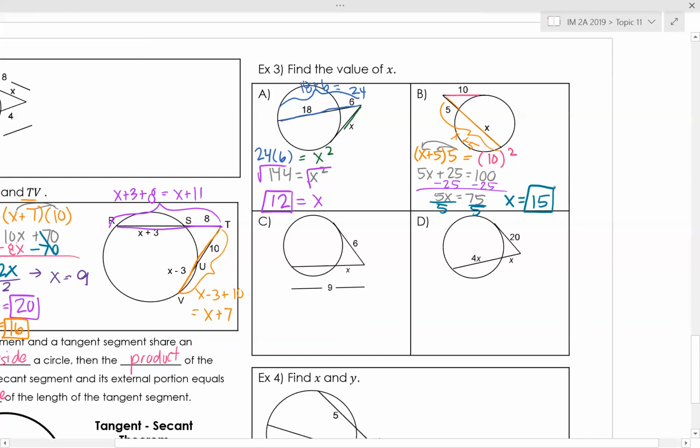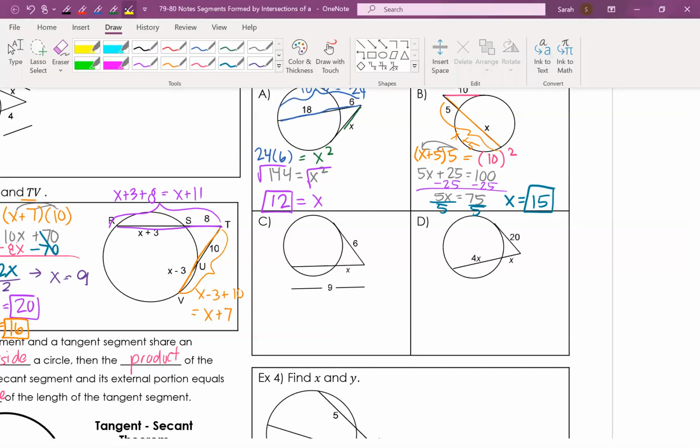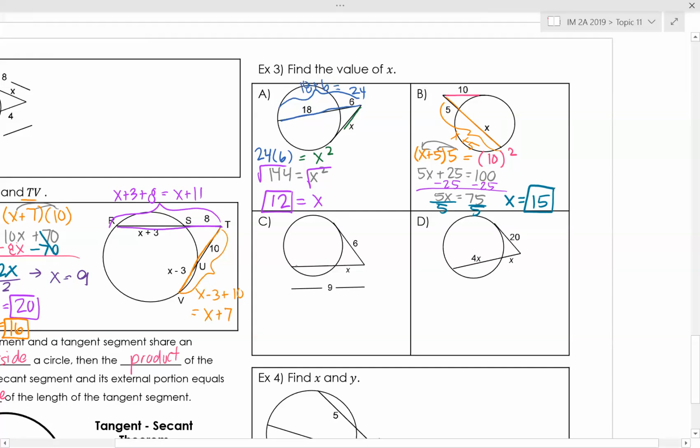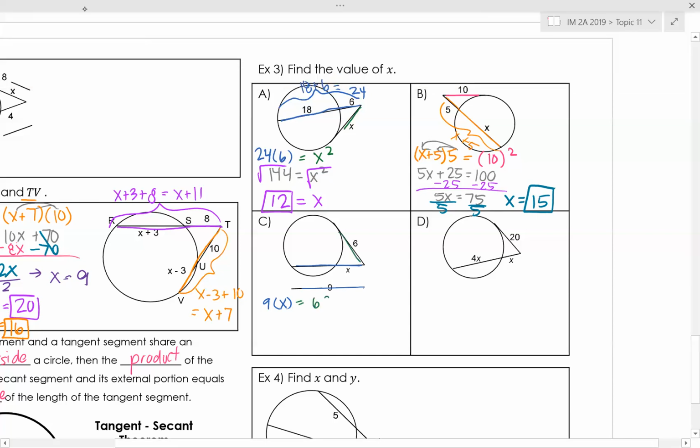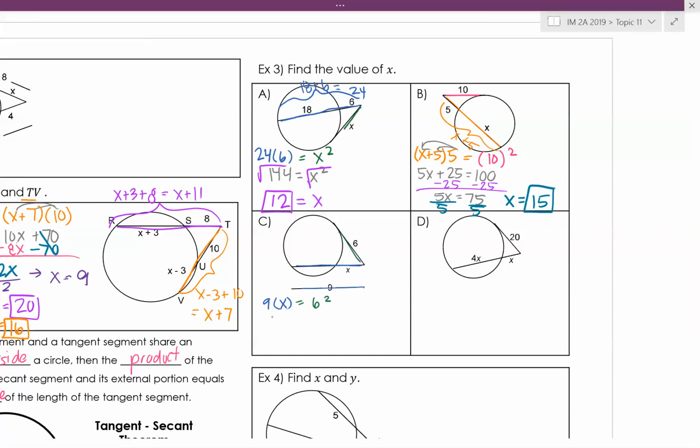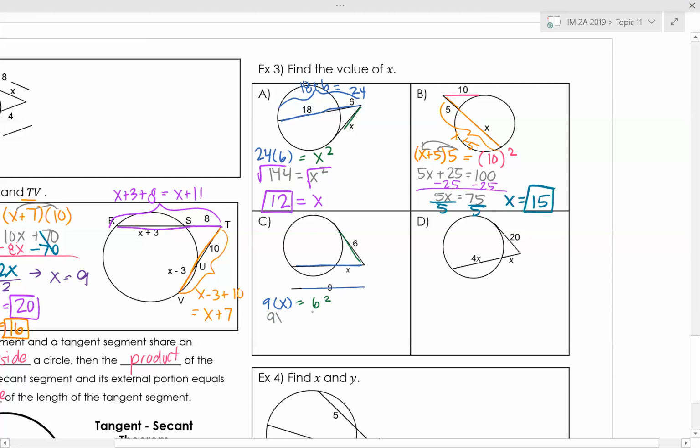Okay, so then for the last two, we've got a whole length already shown for us for the secant, so we don't have to do any adding. Everything we need is here. So we're doing the 9 times the x, so the whole times the outside is equal to the tangent squared. So 9x is equal to 36. So dividing by 9 tells us that x must be 4.